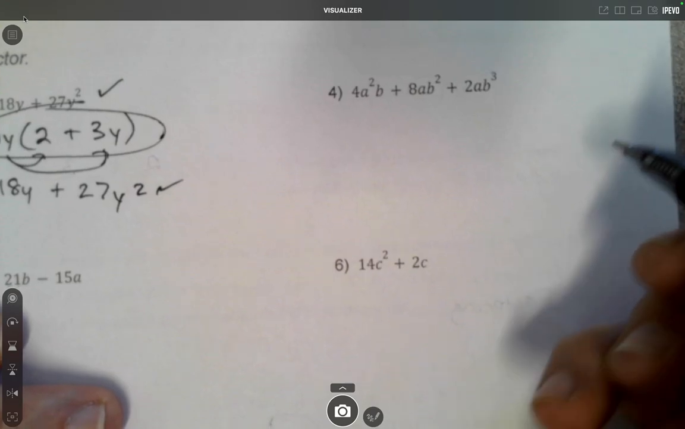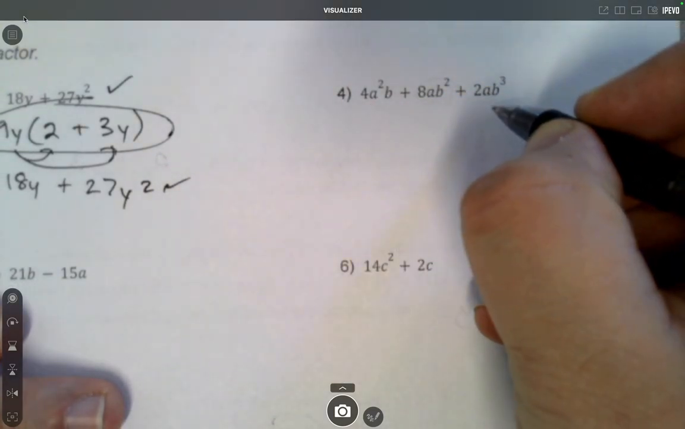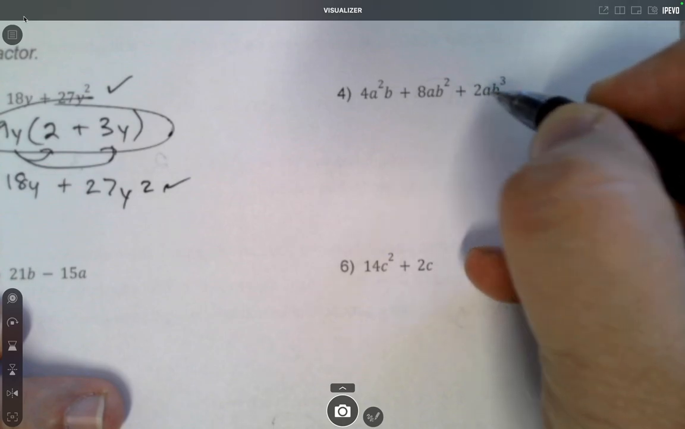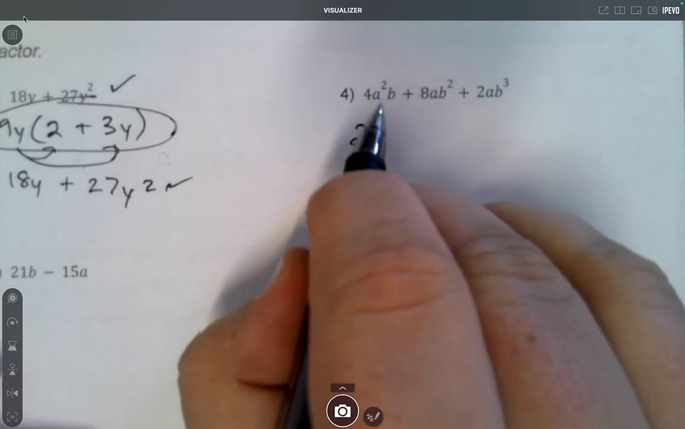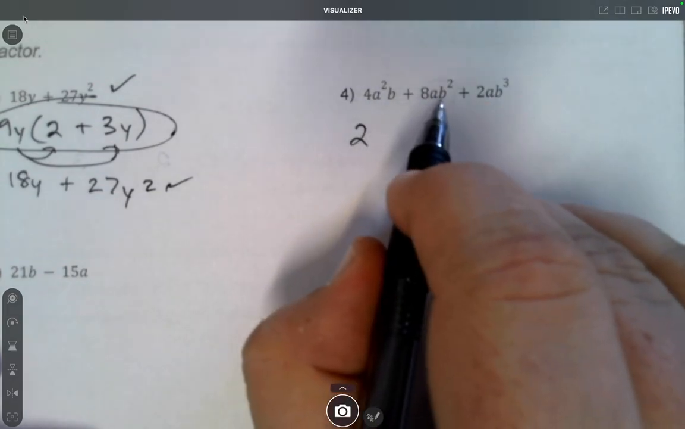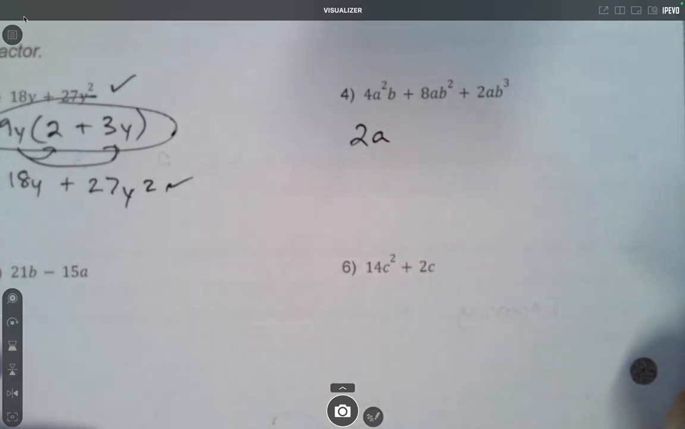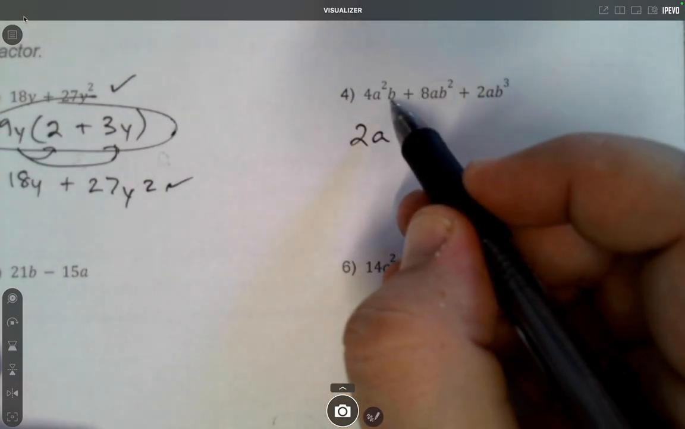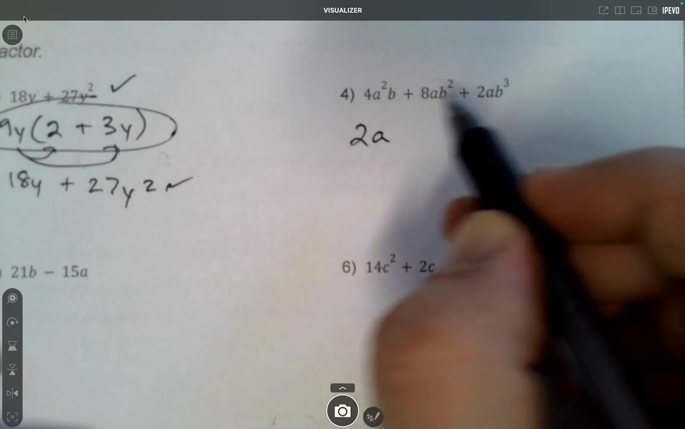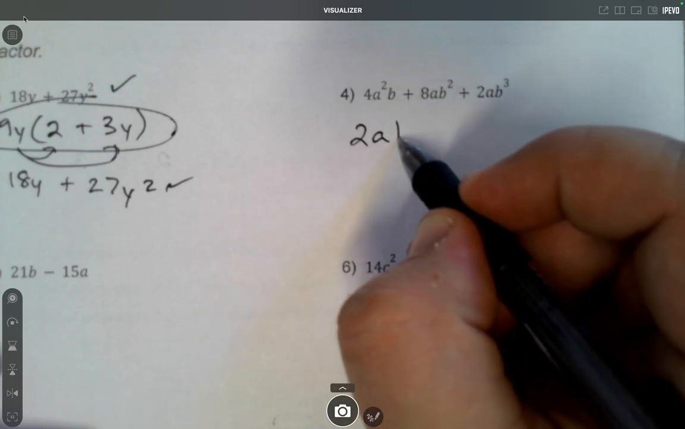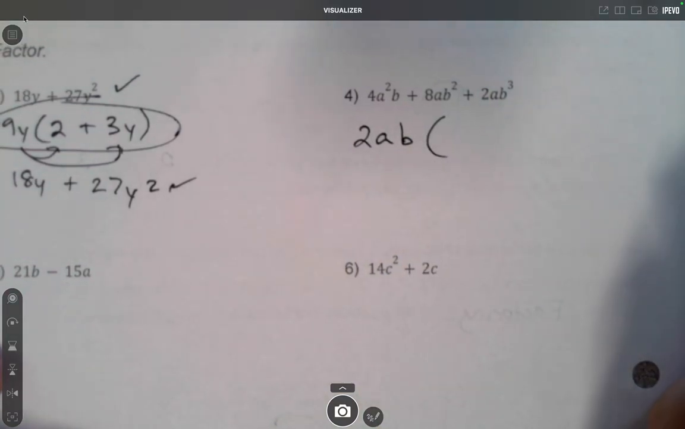Okay, here on number 4, we first want to look at the numbers. What's a number that will go into all 3 of those? Well, that would be 2. It can't be any bigger than the smallest one, so 2 is what we'll go with. This has 2 a's. These have 1a, so we can only pull out 1a because these don't have any more to give than that. This has 1b. This has 2 b's. This has 3 b's. So we can only take 1 out because that's all that one has. So that's our greatest common factor, 2ab.